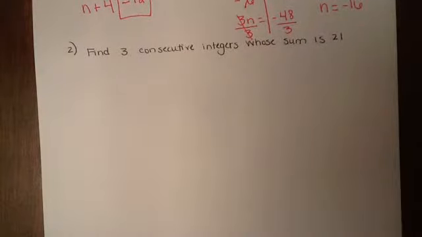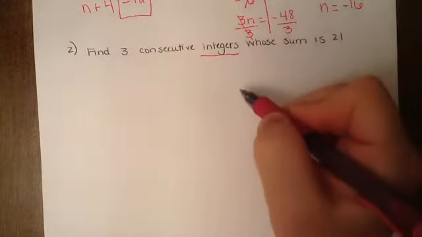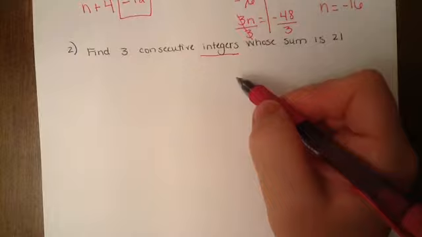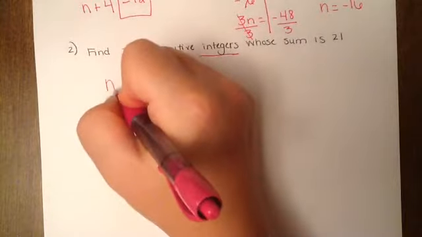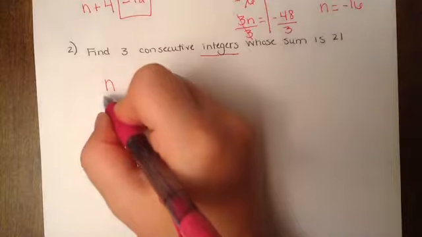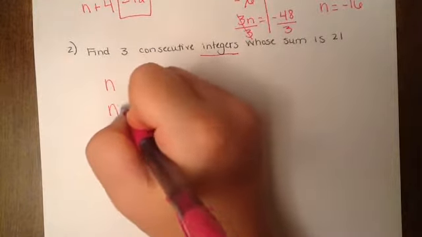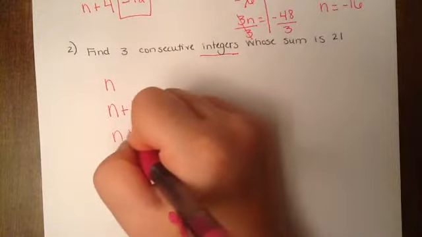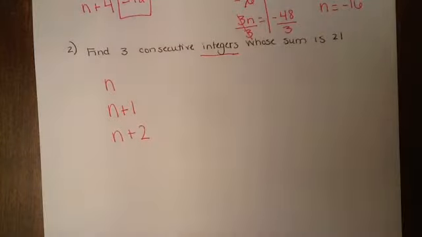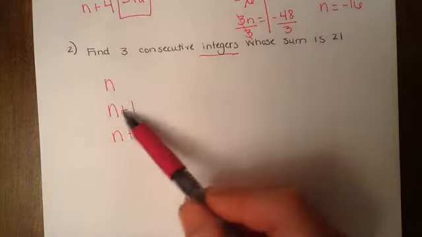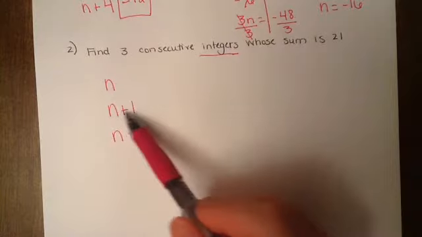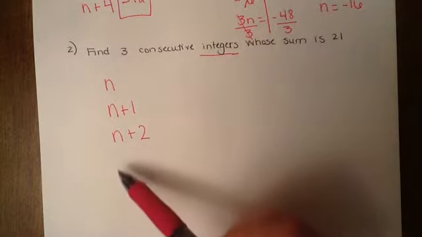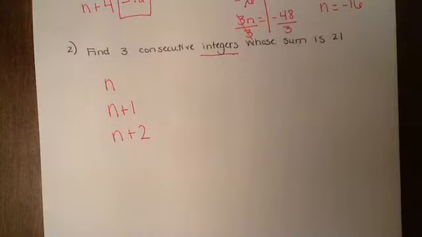Find 3 consecutive integers whose sum is 21. How is this example different? We just have plain integers, not even, we're not skipping any, just 3 numbers in a row. So if my first number is n, what is my next number? And I go up by 1. And my third number, add another one on, n plus 2. So here's my first number, add 1 to get my second number, add another to get my third. Finish this one on your own.